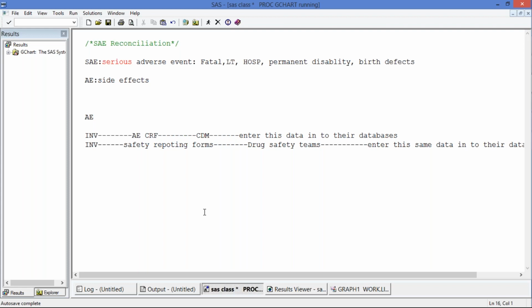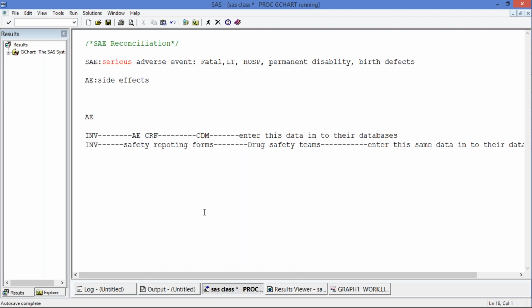Now you see the process. Whenever an adverse effect occurs, we'll fill the reporting form and send it to drug safety. We'll fill the CRF and send it to CDM. So the information is the same. The same information is entered into two different databases. One is the clinical database, the CDM database. The other one is the safety database. When you are entering the same data into two different databases, both the databases must be reconciled.